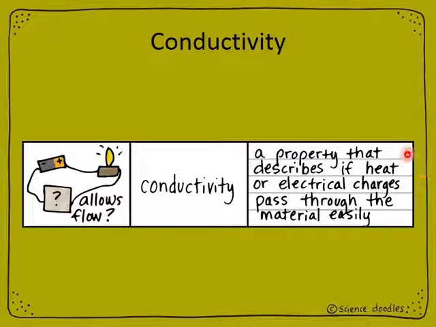Our next property is conductivity, and you should already be familiar with this one. It's a property that describes if heat or electrical charges pass through the material easily. So if we hook up a battery and a light bulb and the circuit is complete when we put the mineral in the middle, then it is conductive. So it will allow heat or electricity. If we put the mineral here in the middle and it doesn't light up the light bulb, then it is not conductive. And that can help us narrow down what mineral we might have.